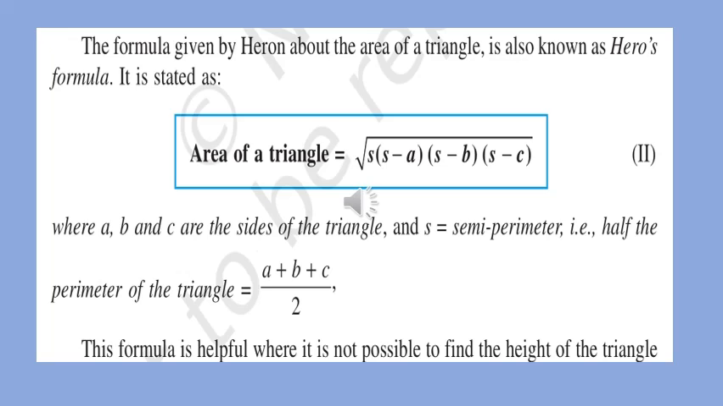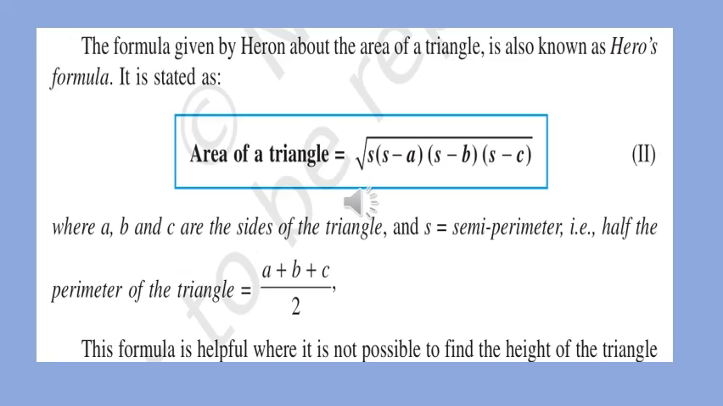For that you must know the perimeter. What is the perimeter? Sum of all sides. What are the sides? A, B and C are the sides. So perimeter is A plus B plus C, and semi-perimeter means half of the perimeter, that is A plus B plus C divided by 2. So this is the value of S. If you substitute this value of S and put the values of A, B, C in the given equation, you will get the area of the triangle.